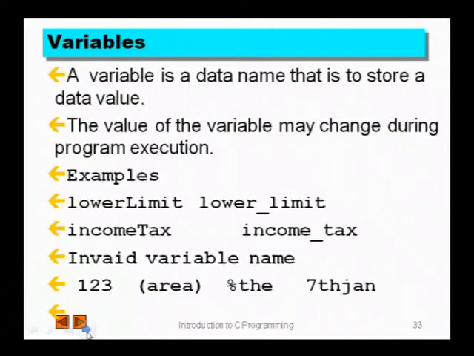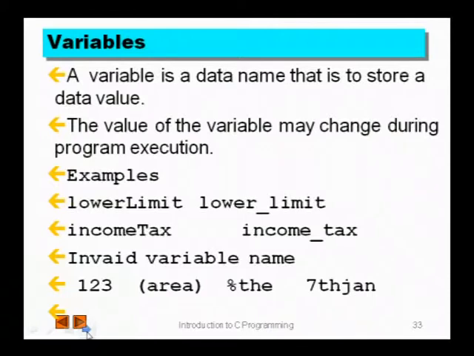So, a variable is a data name that is used to store a data value, and the value of the variable may change, or it may not change also. Examples are lower limit or lower underscore limit, both are valid, income tax or income underscore tax. Now, invalid variable names. As we will see, for naming the variables there are some guidelines we need to follow.